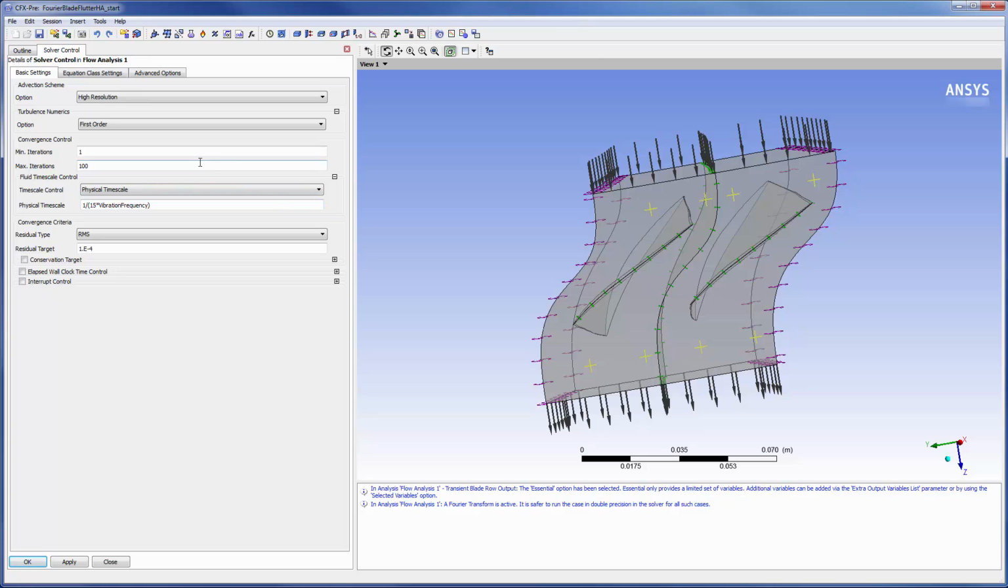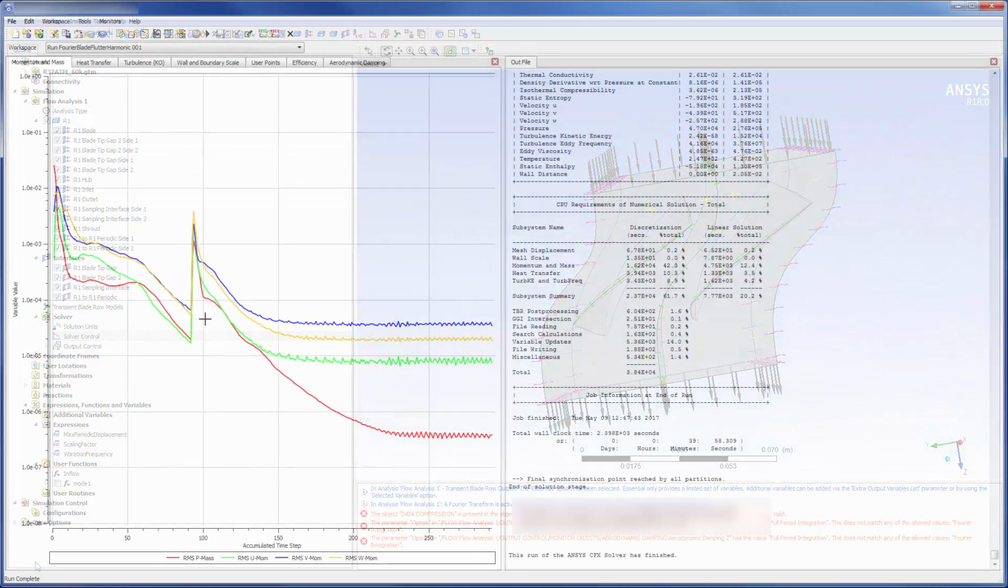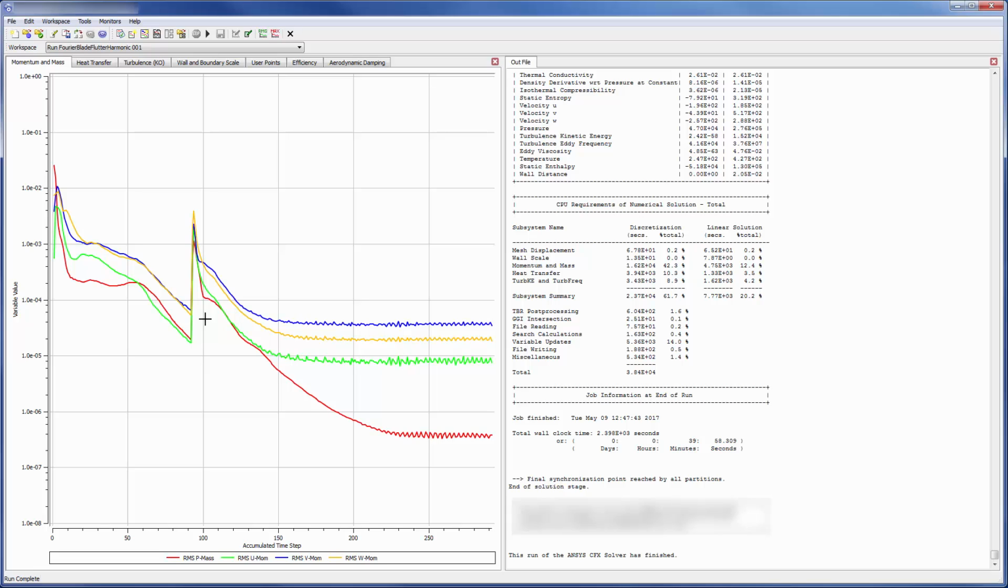To ensure that the solution reaches an appropriate level of convergence, I will increase the maximum number of iterations to 200. The case is now ready for submission to the solver. After 200 iterations, the solver run has completed. This monitor shows that the solution has converged to a steady periodic state.